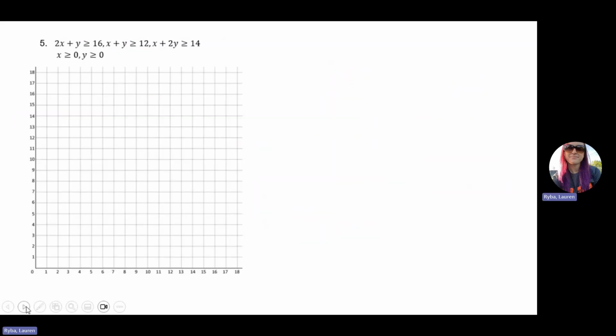So if we look at this guy, we started with 3, then we went to 4. Now this one has 5. So 2x plus y is greater than or equal to 16. I'm going to start with that one. 2x plus y greater than or equal to 16.